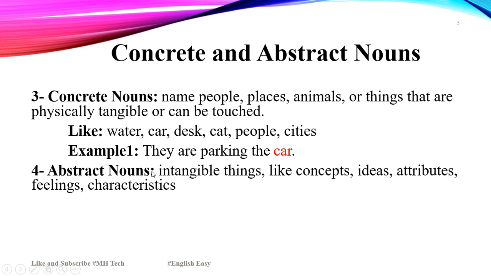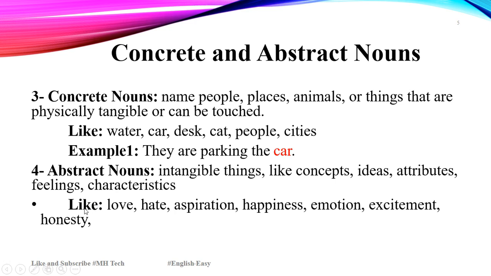And we have abstract noun. Number 4, abstract noun here. What are abstract nouns in English? These nouns are intangible. We cannot touch these kinds of nouns. For example, concepts, ideas, attributes, feelings, and characteristics. All characteristics and feelings are in the category of abstract nouns here. For example, we have love, hate, inspiration, happiness, emotion, excitement, and honesty. These are examples of abstract nouns.